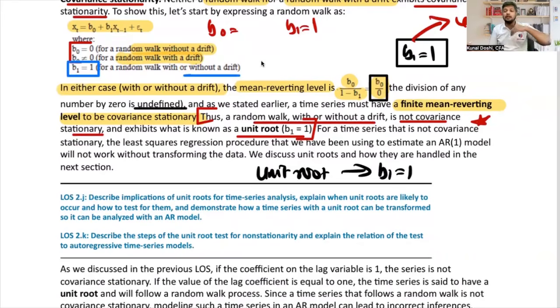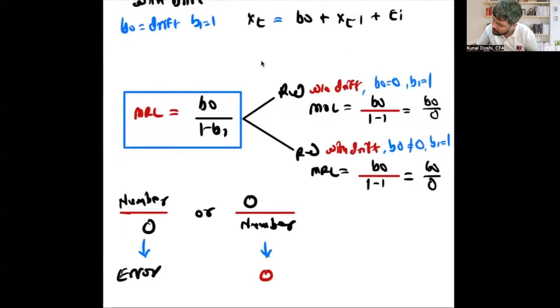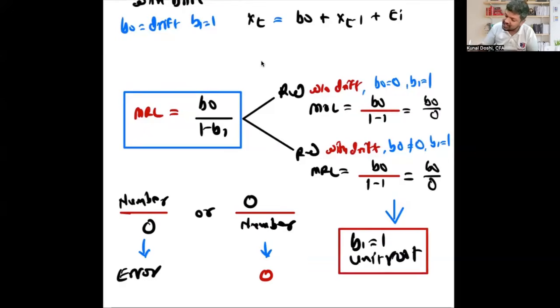That makes the model non-covariance stationary. So, what is the common problem here? The common problem that B1 is equal to 1 is called unit root. And unit root means the model is not covariance stationary.